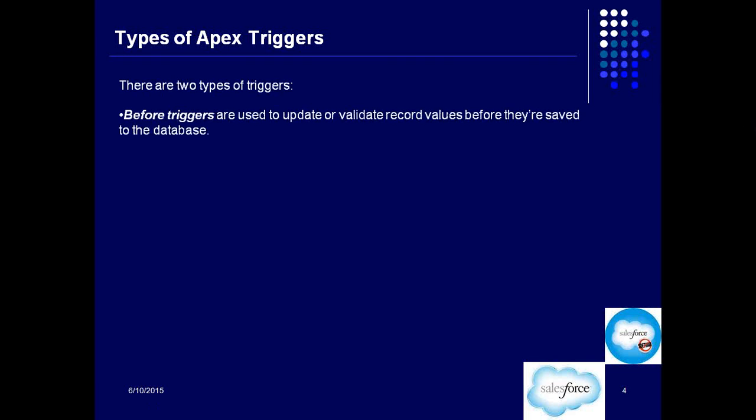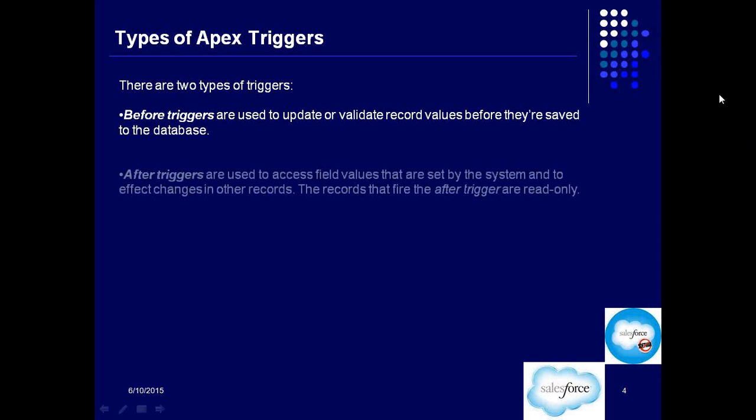One is before triggers, and these before triggers are used to update or validate record values before they are saved to the database. So what's a before trigger? A before trigger is used for validating or updating some part of the record before the actual database save happens. Let's say when you're creating a record, before the record actually gets created, you want to check some values, whether this field is correct or not, or this value has been provided or not. That is where you can use the before trigger.